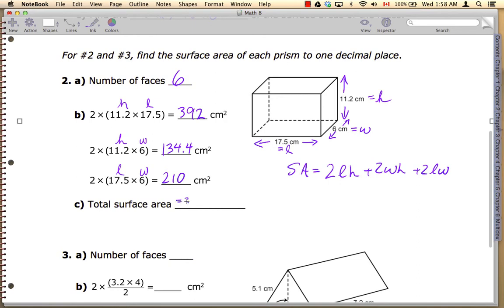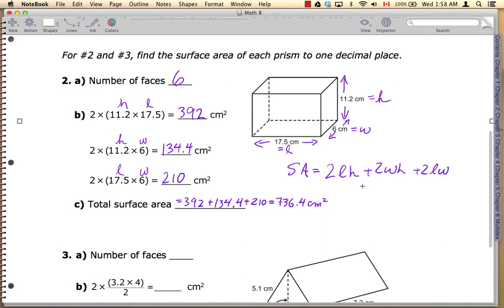To get the total surface area, you would have to add all 3 of these pieces together. So the 392 plus the 134.4 plus the 210 will give you a total surface area of 736.4 square centimeters. Now I just want to point out that I've created a formula here: 2 times length times height plus 2 times width times height plus 2 times length times width. That will give you this total surface area.